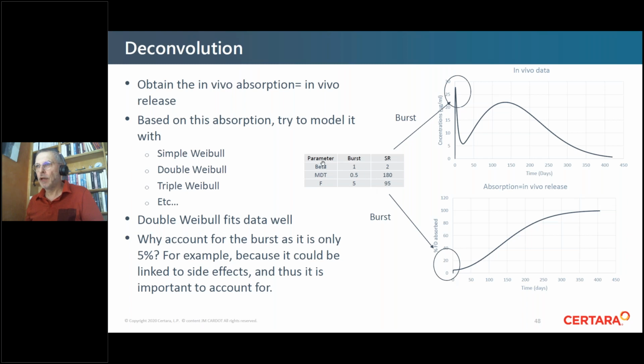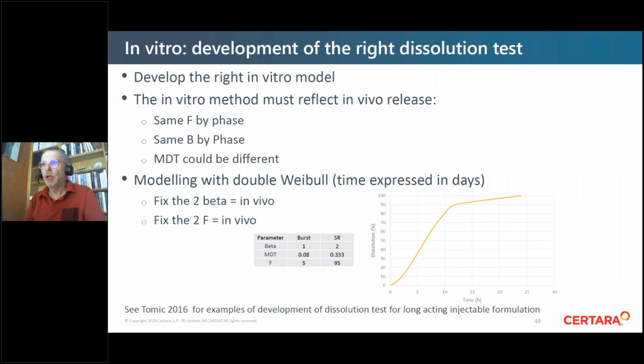That means you have here the slope, you have here the time, and then you have a proportion that corresponds to your burst, a very small quantity, and that corresponds to the slow release part. But now that you have something like this, that means that you have a model for the absorption. The only thing that you have to do if you want to go a little bit further is to try to see if you can use the same model to try to modelize your in vitro dissolution.